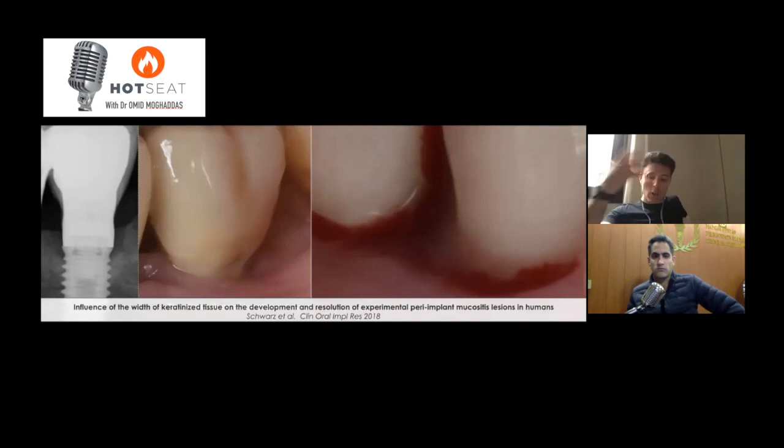Francois, showing that when peri-implant mucositis is induced in humans and it is managed by means of mechanical therapy, those implants lacking keratinized mucosa in the buccal aspect are going to display a more aggressive onset, and also a more erratic or inefficient resolution of the disease when mechanical therapy is applied.